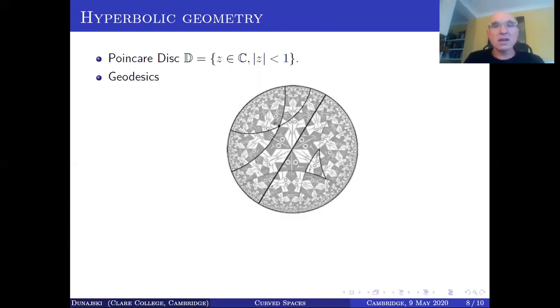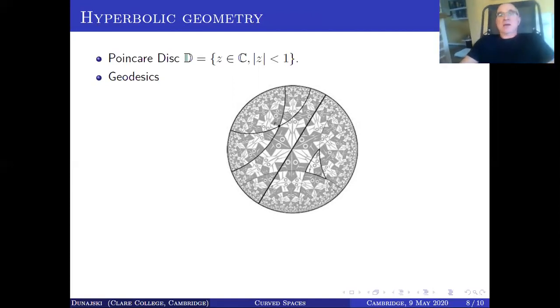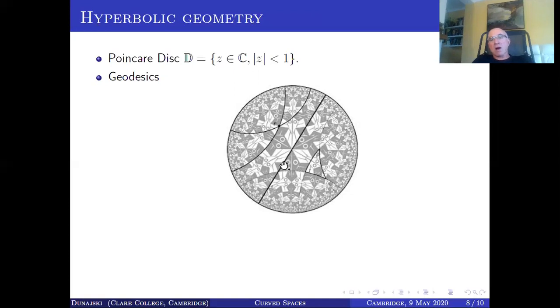Now, what are the geodesics on this disk? Well, what are the shortest lines? They're of two types. If the 2 points you want to connect lie on a diameter, then the geodesic connecting these points will be part of the diameter. And otherwise, the geodesics are circles which intersect the boundary of our disk at 90 degrees.